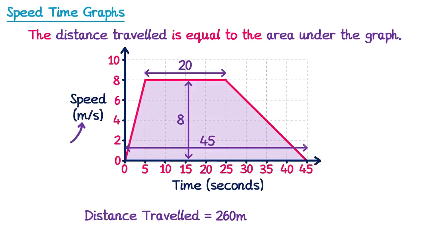It's worth mentioning at this point that sometimes an exam question may use the word velocity instead of speed, and call this a velocity time graph. For the purposes of the GCSE course, velocity and speed are essentially the same thing. But in most cases, exam questions do call it a speed time graph.